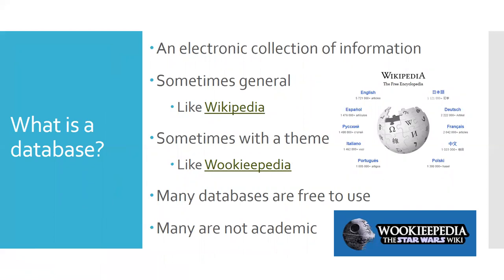So in order to find a resource, it's important to know what you're looking at. So when I talk about library databases, what am I really talking about? So a library database, well, any database is essentially a collection of information stored in electronic format. Sometimes a database can be general, like Wikipedia, which is, of course, an online crowdsourced encyclopedia. Sometimes databases are themed, like Wookieepedia, which is the online Star Wars encyclopedia. And like those two, many databases are free to use. But also like those two, many databases are not academic databases.